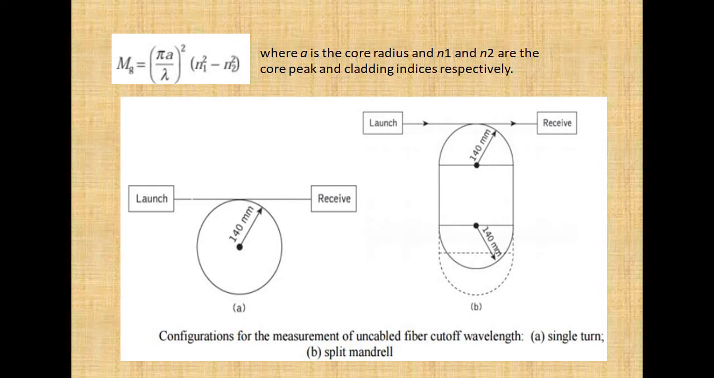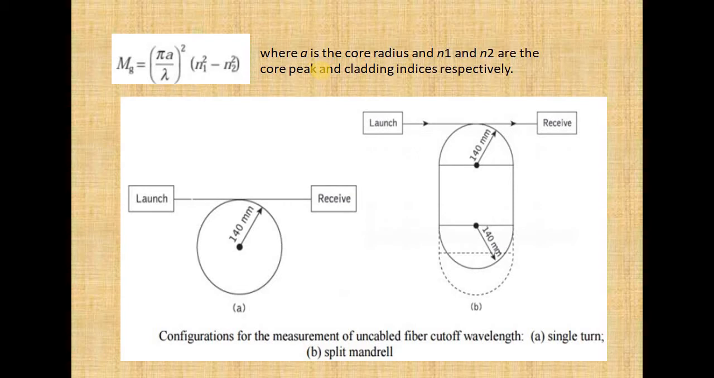A multimode fiber has many cutoff wavelengths because the number of propagating modes is usually large. So by considering a parabolic refractive index graded fiber, the number of guided modes Mg is given by (pi a divided by lambda) whole squared, times (n1 square minus n2 square). Here a gives the core radius, and n1 and n2 are the refractive indices of core and cladding.